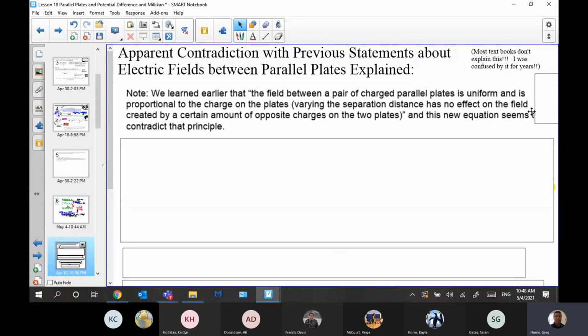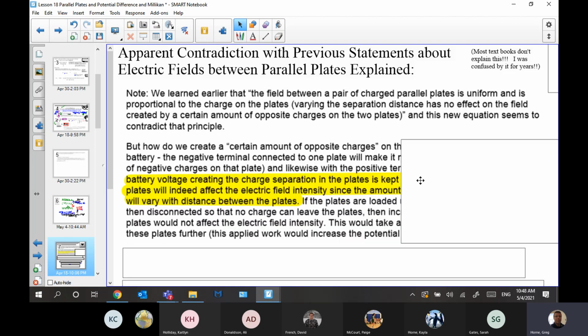So what I just explained is all on this page as well. We learned earlier that the electric field is proportional to the charge on the plates, but the separation distance does not affect the field, right? So this new equation seems to contradict that.